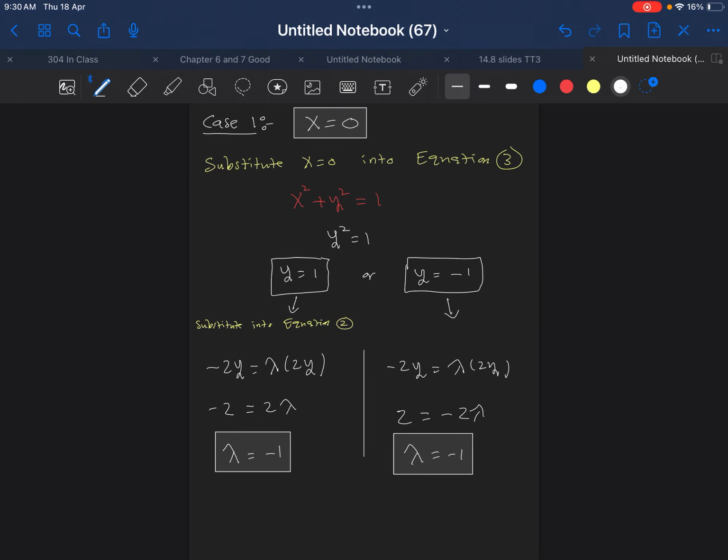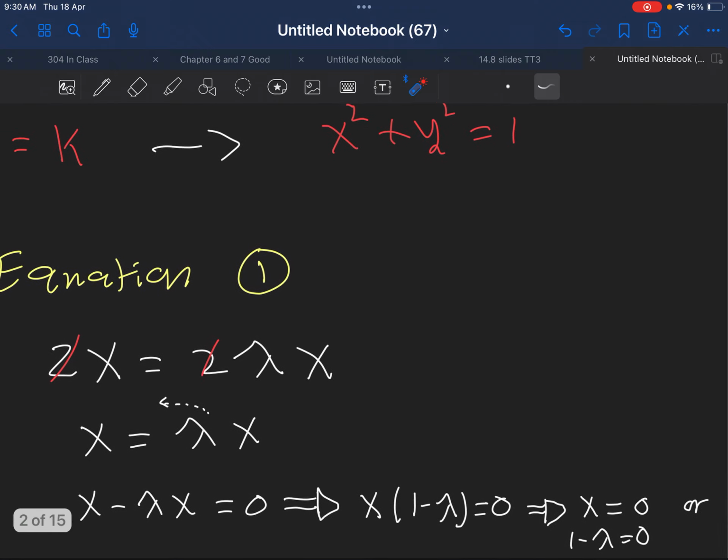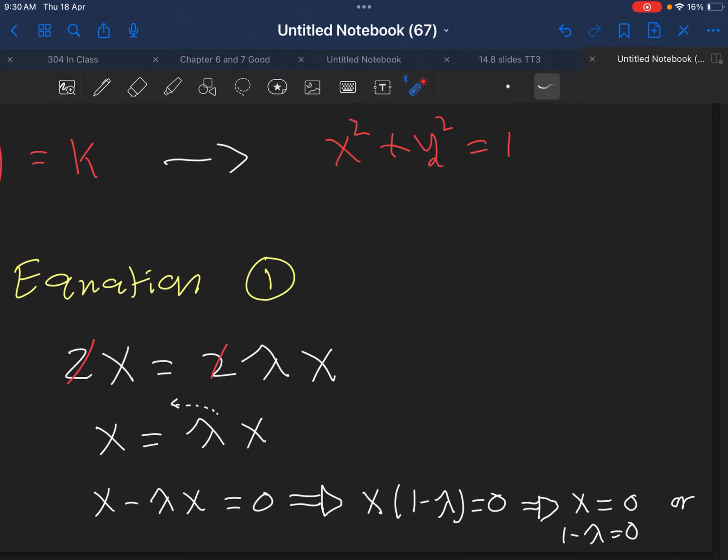We get x equal to 0, lambda equal -1, and we have two options for the y, either 1 or -1. That's all the information we extracted from case number 1 where x equal to 0. What we will do next is go to case number 2, which is this tiny little case here, 1 minus lambda equal to 0, and we will find the value for the lambda.